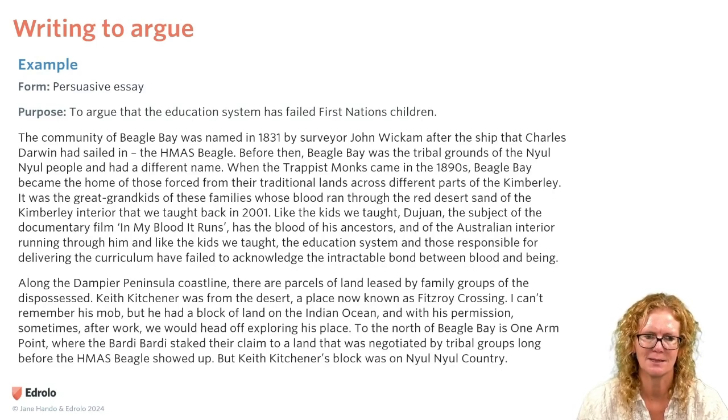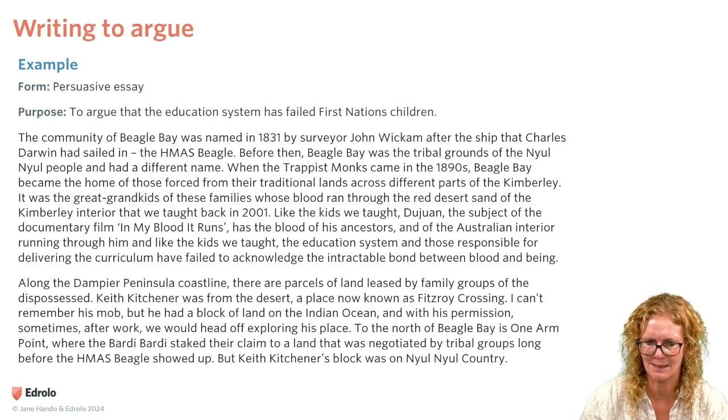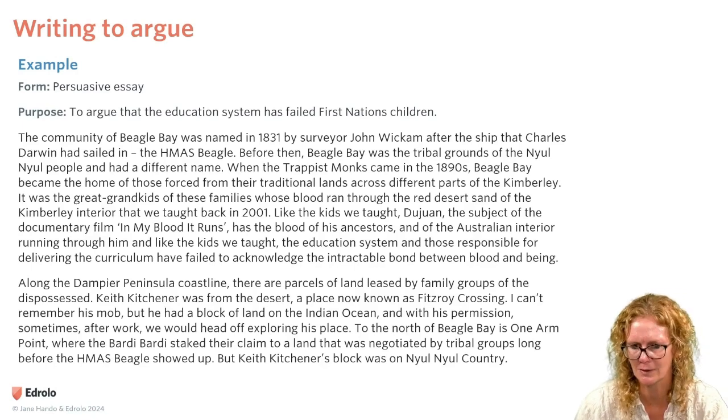Along the Dampier Peninsula coastline, there are parcels of land leased by family groups of the dispossessed. Keith Kitchener was from the desert, a place now known as Fitzroy Crossing. I can't remember his mob, but he had a block of land on the Indian Ocean, and with his permission, sometimes after work, we would head off exploring his place. To the north of Beagle Bay is One Arm Point, where the Bardi staked their claim to a land that was negotiated by tribal groups long before the HMAS Beagle showed up. But Keith Kitchener's block was on Nyunyu country.